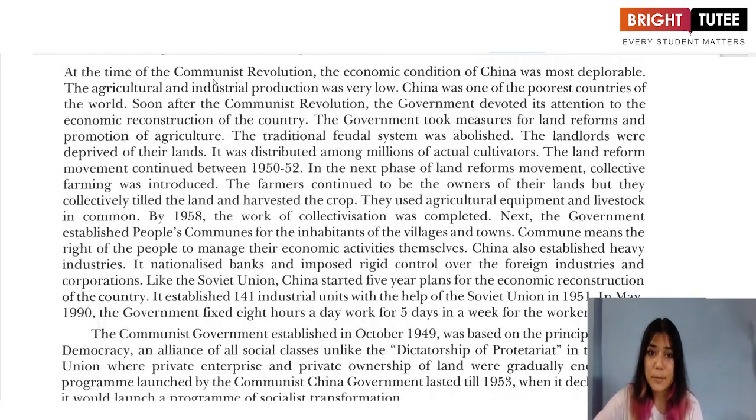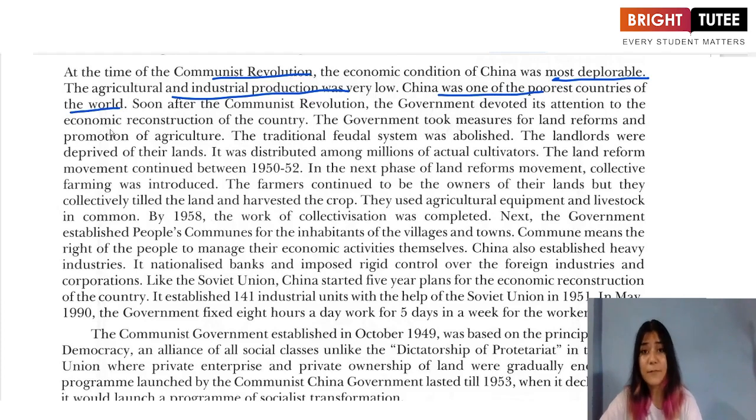Now at the time of the communist revolution, the economic condition of China was very poor. It had declined to the most deplorable condition. The agricultural and industrial production was also very low. China had become one of the poorest countries in the world. Now, after the end of Chiang Kai-shek's government, and after the establishment of Mao Zedong's government, he was devoted towards reconstruction of the economy of the country.